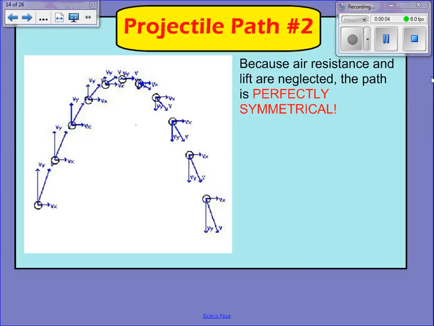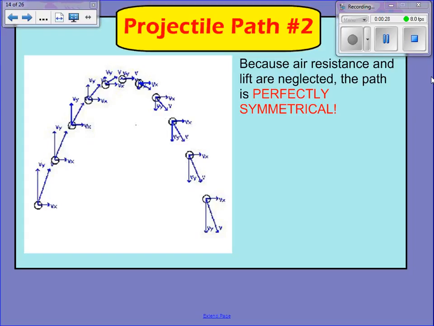In this video lesson, we're going to cover projectile path number 2. This video lesson is the third video lesson in the series covering projectile motion. So make sure you've already watched Introduction to Projectiles and Projectile Path number 1, as a lot of the concepts we'll be covering will come from those two videos.